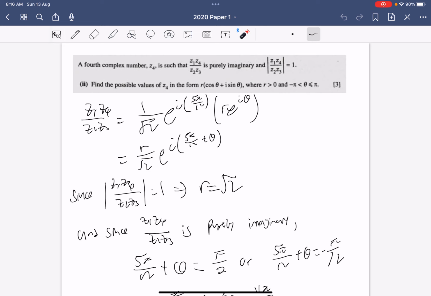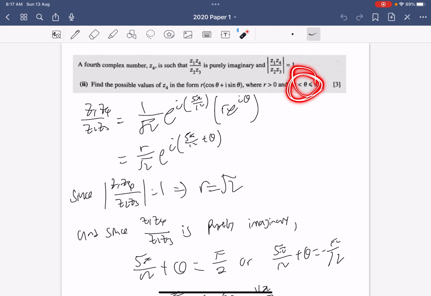Now we know that there's a Z4, and this part is purely imaginary, and the modulus is 1. So Z1 times Z4 over Z2 times Z3 is just going to be this number, because you got this part already, times Z4, which is just going to be r e^(iθ). So in the end, this will be r√2 e^(i(5π/12 + θ)). Since we know the modulus is 1, this part has to be 1, which means r is square root 2.